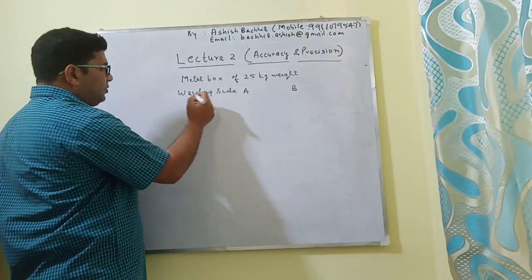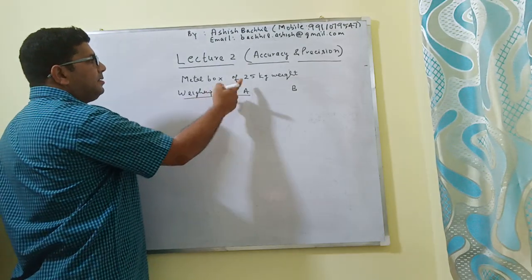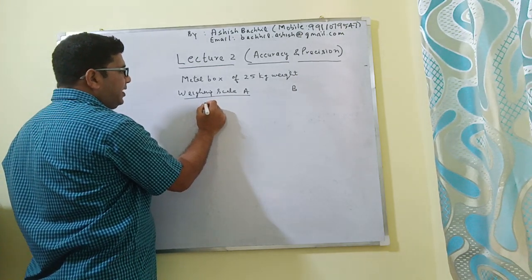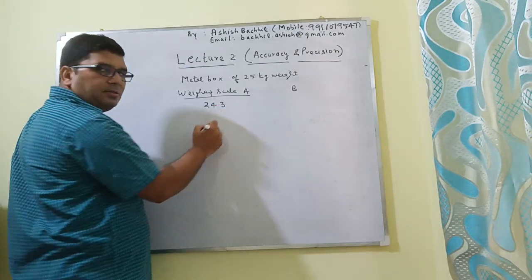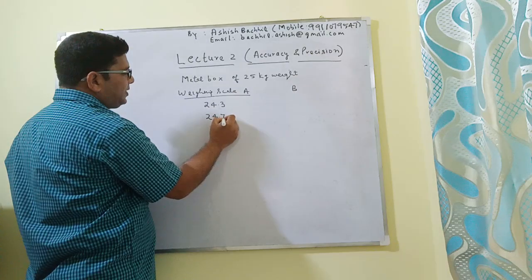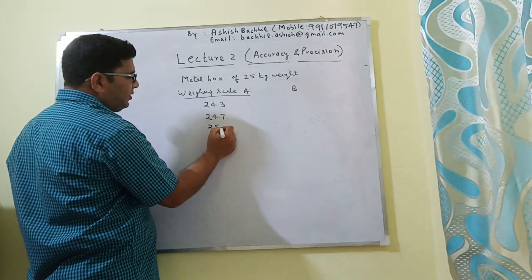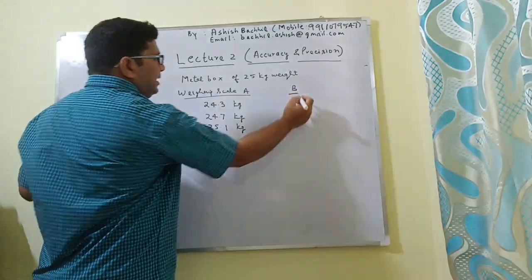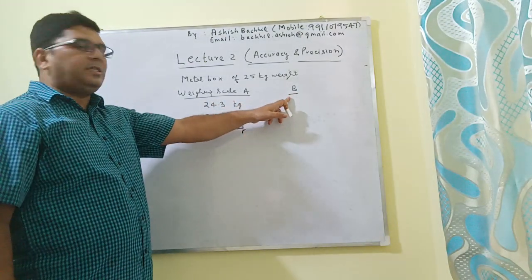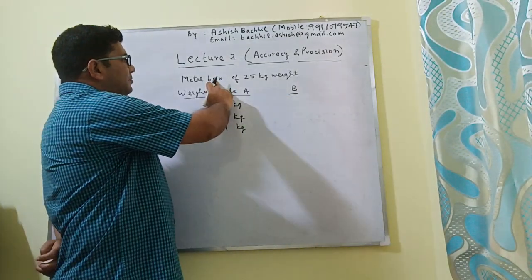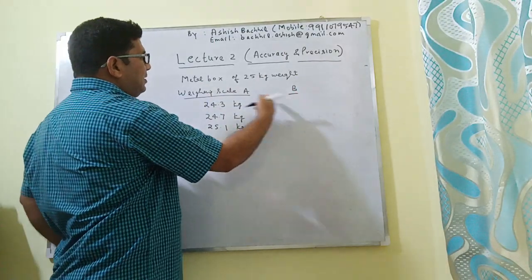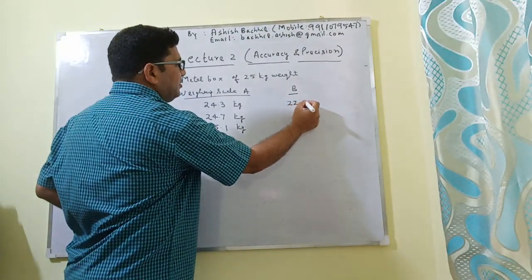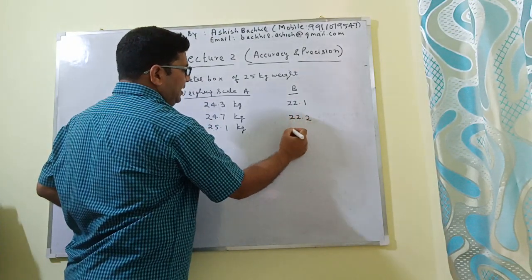Let us say in the first measurement the weight of this metal box comes out to be, let us say, 24.3 kg. In the second we got 24.7, and in the third reading we have got 25.1. This is all in kgs. Now let us take weighing scale B. When we measured the weight of this metal box with weighing scale B, we got the results, say, 22.1, 22.2, and let's say 22.3 kg.